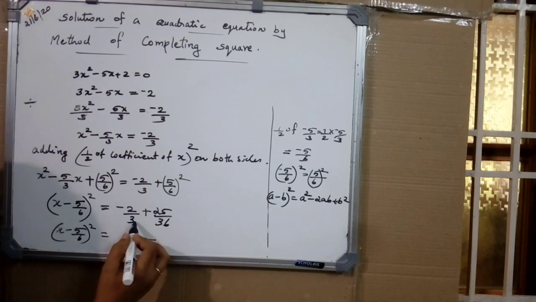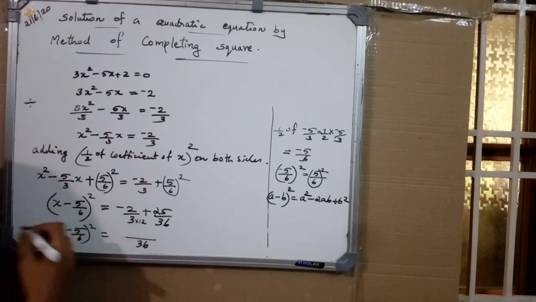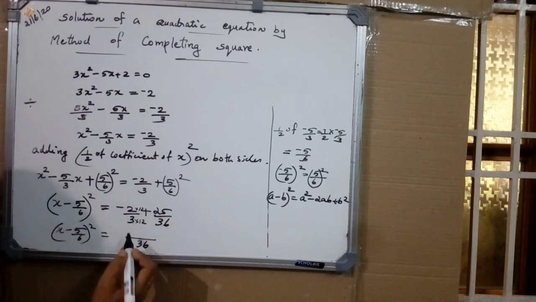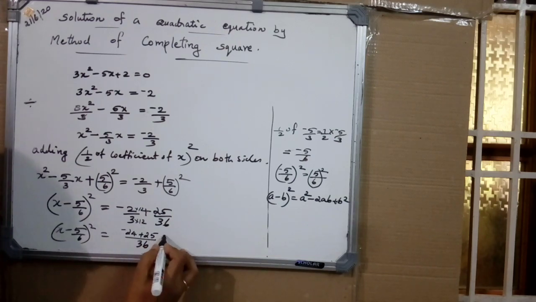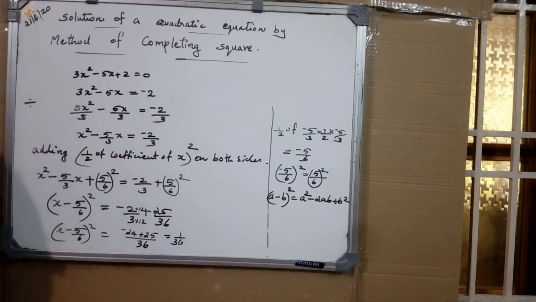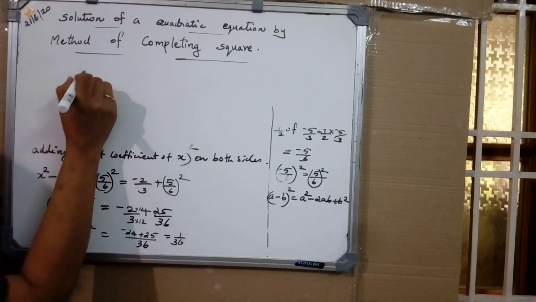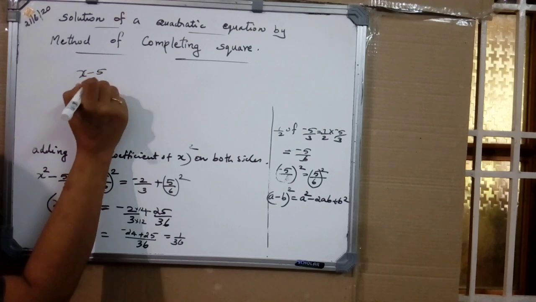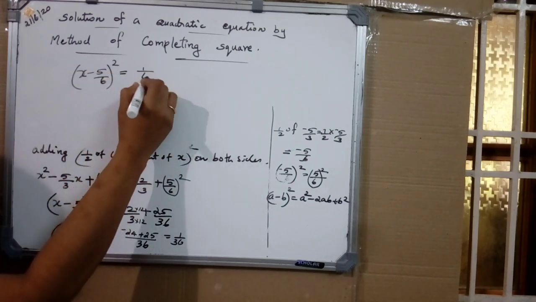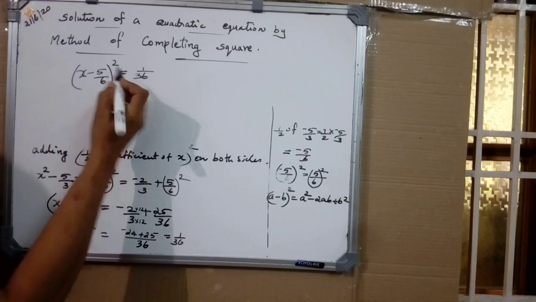How to get 36 from 3? That is to be multiplied with 3 into 12 or 36. So multiply here also with the 12, we get minus 24 plus 25 by 36, that is equal to 1 by 36. Now (x minus 5 by 6) the whole square equal to, right hand side is 1 by 36.